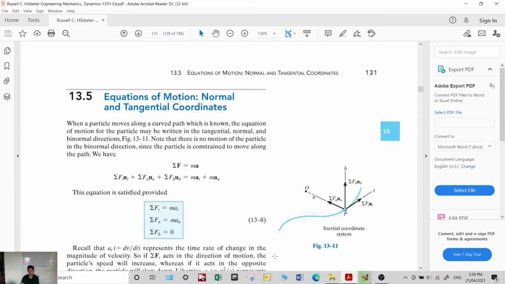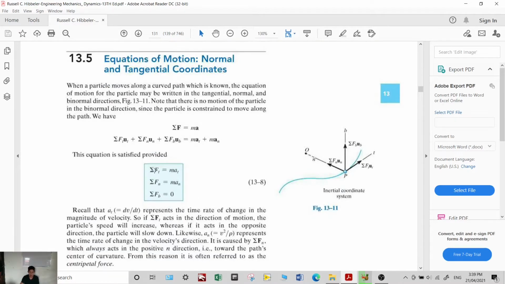Therefore, if you apply Newton's laws of motion in the binormal direction, the summation of forces along the binormal direction is 0. Okay? So the object does not fly off. Now, also get the summation of forces along tangential and along normal, and you can now solve whether you're asked about the force or the acceleration.